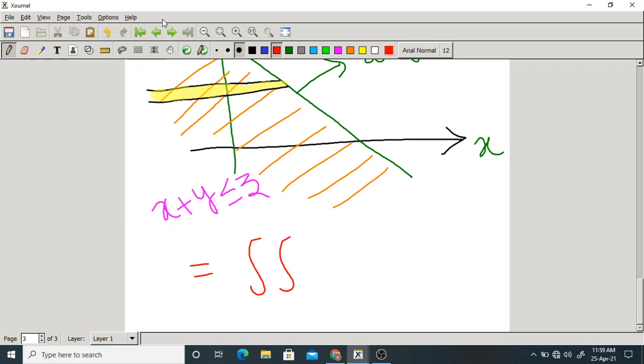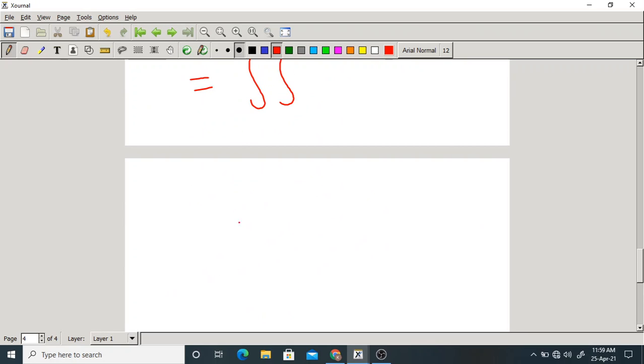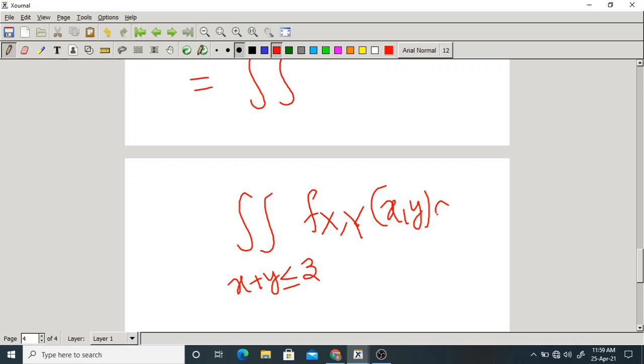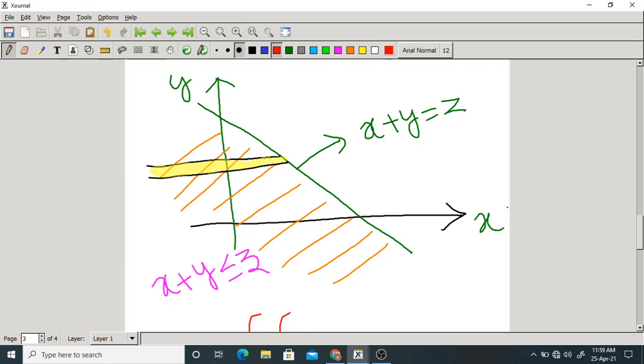Double integration. Let me take another page. So double integration of the joint PDF f of x comma y dx dy over the region x plus y less than or equal to z. Now here, first of all, let us integrate over this small strip along the x-axis.